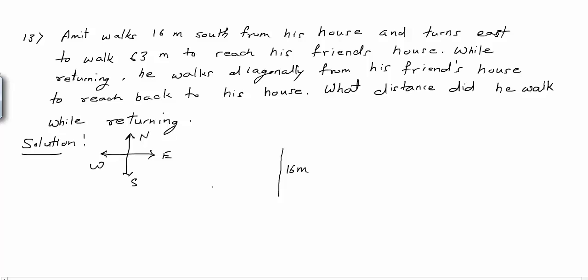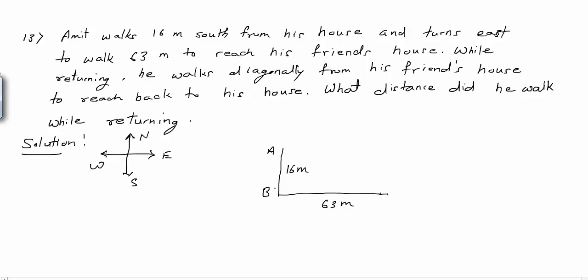Then he turned to east and walked about 63 meters. Suppose A is Amit's house. So he walked 16 meters to south and reached a point, say B. Then he turned to east and walked 63 meters.